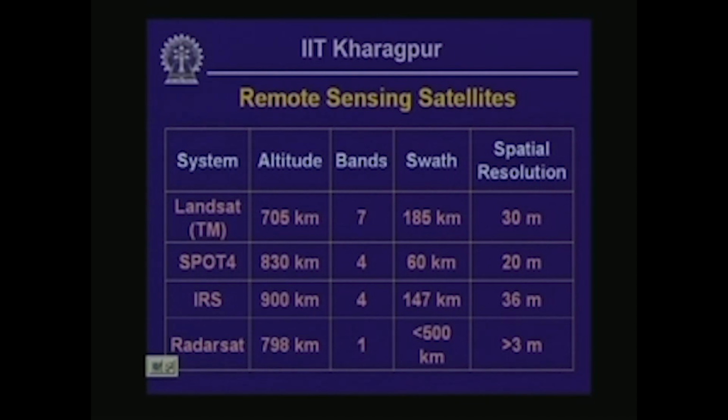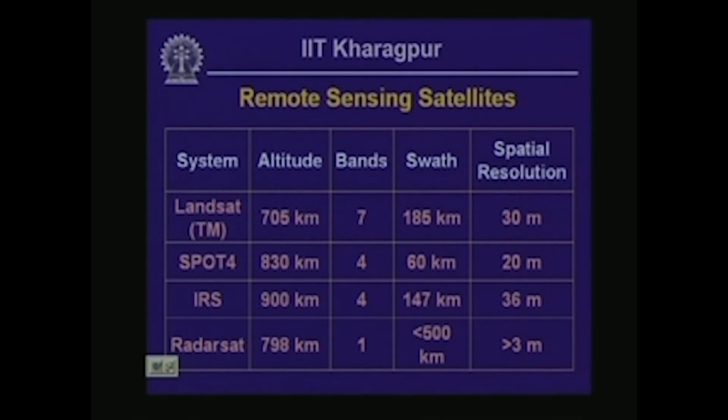So, in other words, in one coverage, this satellite is going to cover a width of 185 kilometers on the surface of the earth, and you could distinguish two objects only if they are separated from each other by about 30 meters. If you want a better resolution, then the images obtained from this satellite may not be useful. But look at the Spot 4 satellite of the European Space Agency. Landsat is a satellite operated by NASA of the US. Spot 4, on the other hand, has an altitude of 830 kilometers, but it gives photographs in only 4 wave bands. It has a smaller swath width of 60 kilometers, and a much better spatial resolution, which allows you to distinguish two objects that are separated from each other by only 20 meters.